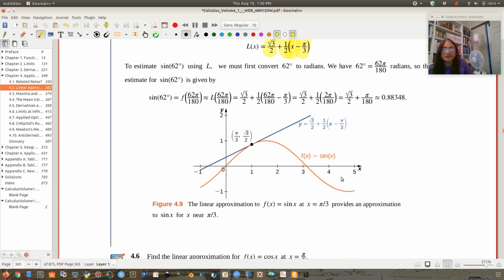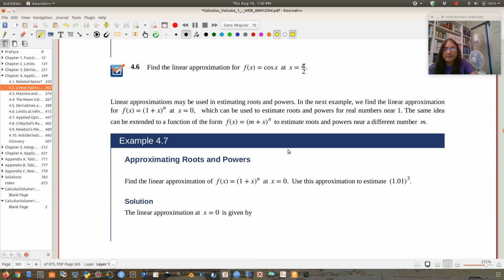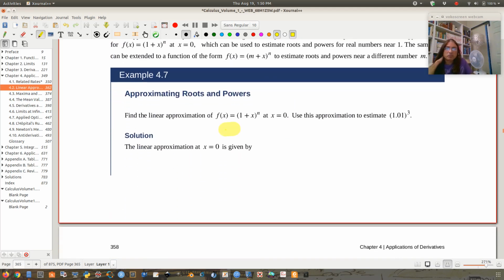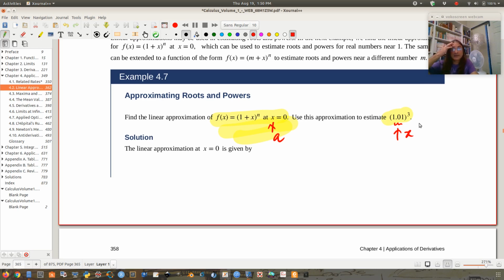So this is the sine function, but we are approximating the function by this straight line just near a point. If you go far, then the approximation won't be as good. For example, at x equal to 0, estimate 1.01 to the power 3. Once again, this is a, and 0.01 will be x.